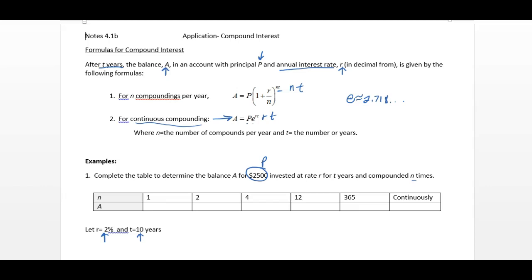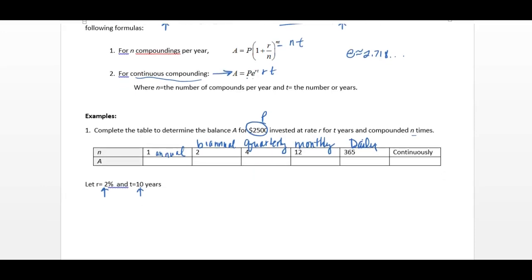So one compounding is an annual compounding. 2 compoundings a year is biannual. 4 compoundings a year is called quarterly. 12 compoundings, hopefully you realize, is monthly. 365 would be daily compoundings, okay? And then we have the continuously compounding. That's a different formula altogether. All right, so let's try this. Really, it's just going to be plugging in numbers in the correct formulas to get us going.